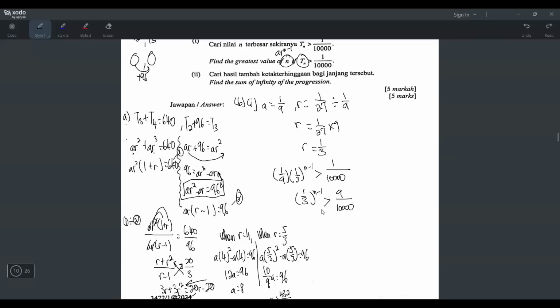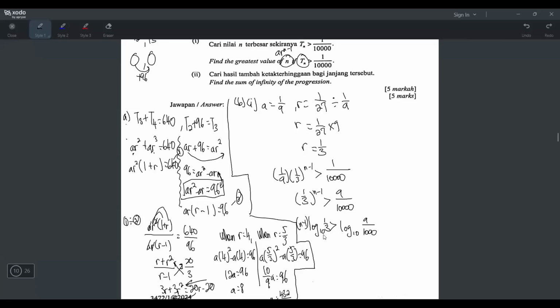After you reach here, you realize 1 over 3 and 9 over 10,000, you can't change to the same base. If you can't change to the same base, your answer for n later will be an ugly answer, with many decimal places. That's why you have to use another method, which is to add log. So when you add log to both sides, it's log base 10. This one also log base 10, and this is 1 over 3. The power you can put in front, and then 9 over 10,000 just write like this.